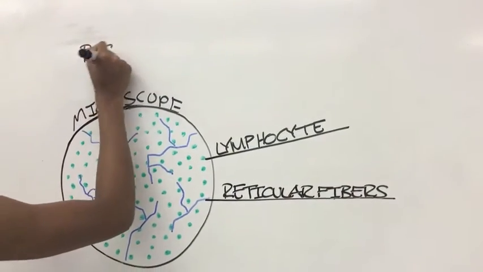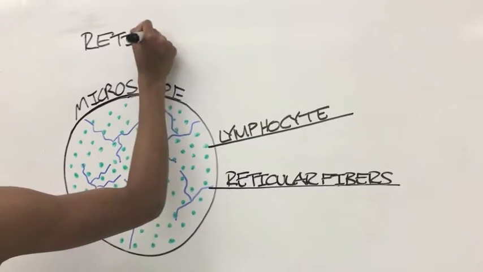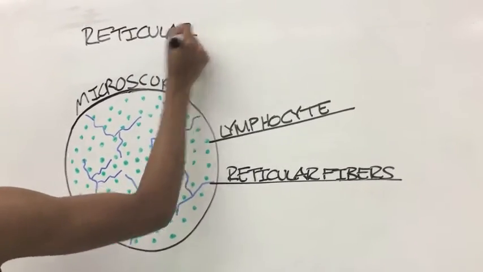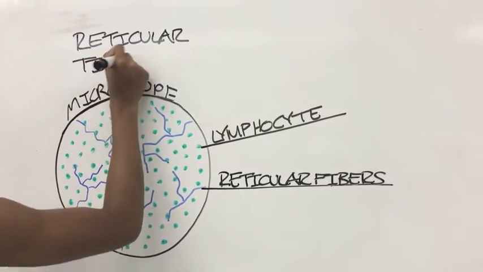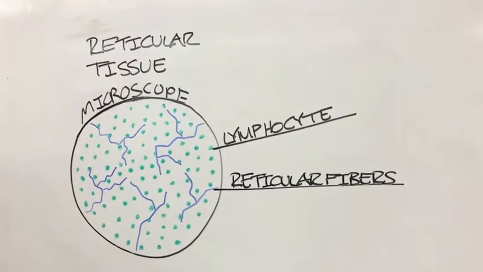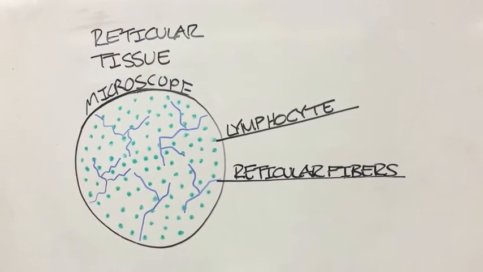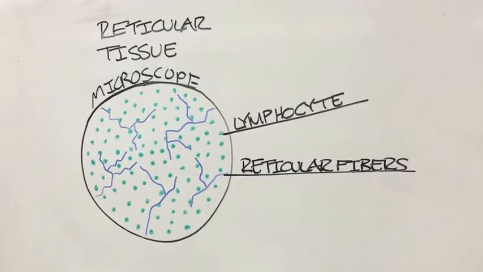Reticular tissue provides a superstructure for the lymphatic and hematopoietic tissues. It contains a network of reticular fibers irregularly arranged in lymphocytes. It is located within the lymph nodes, spleen, and also in the bone marrow.